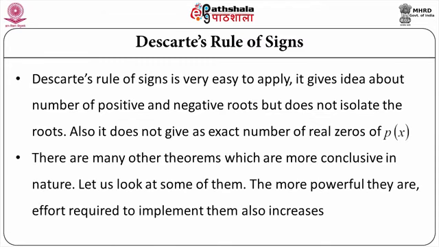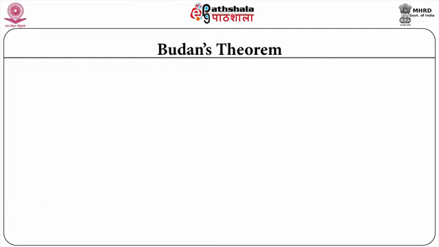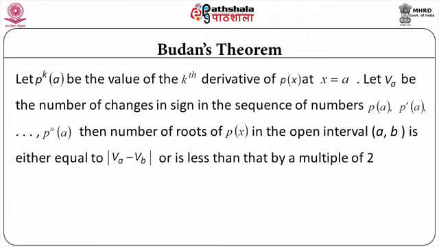Let us understand the next result, which is known as Budan's theorem. See, Budan's theorem statement is, let us say we are interested in knowing the roots in the interval (a, b). We need to determine all the derivatives of p(x). For a polynomial of degree n, determining derivatives is very easy. It is very easy to differentiate a polynomial and get the expression of the derivatives. So, let p_k denote the kth derivative of p(x), and p_k at the point a be the value of the kth derivative of p(x) at x equal to a.